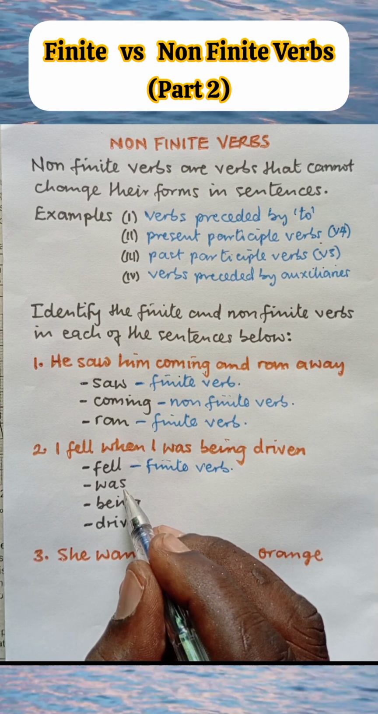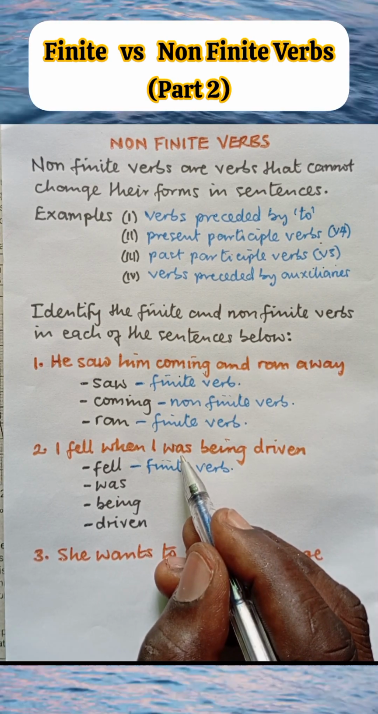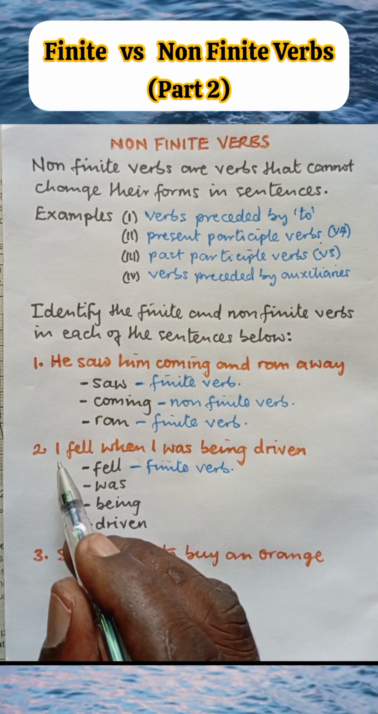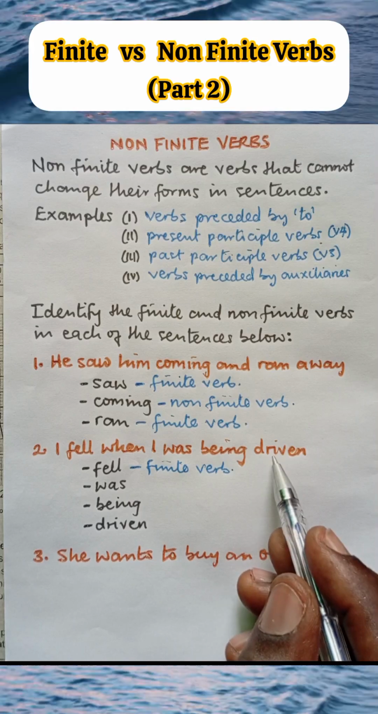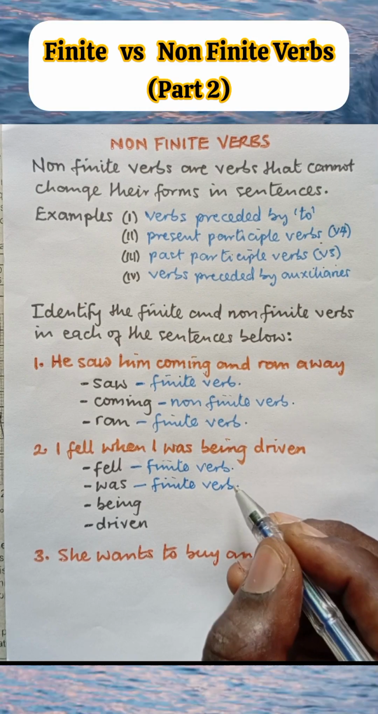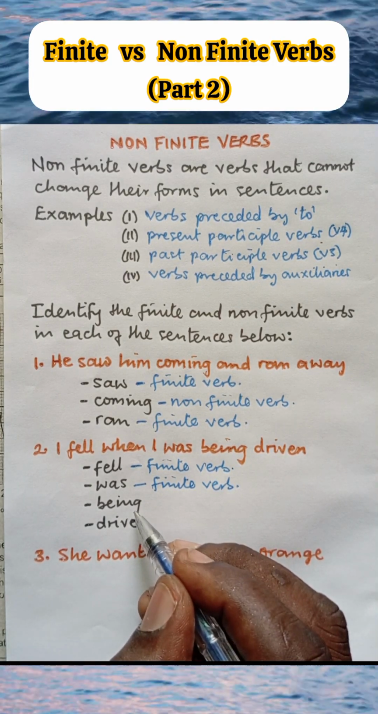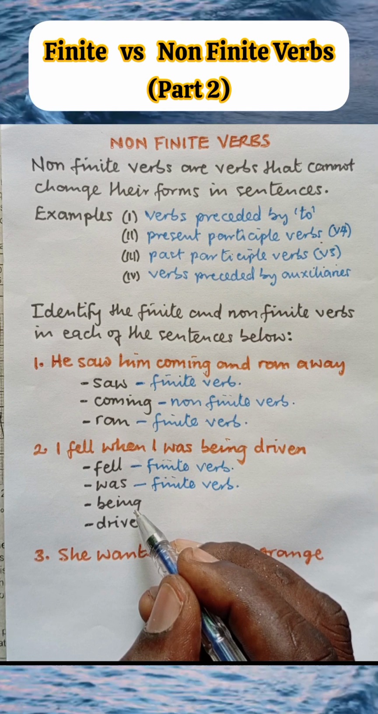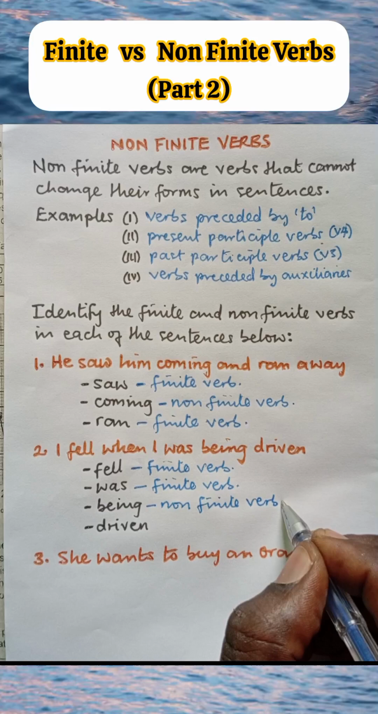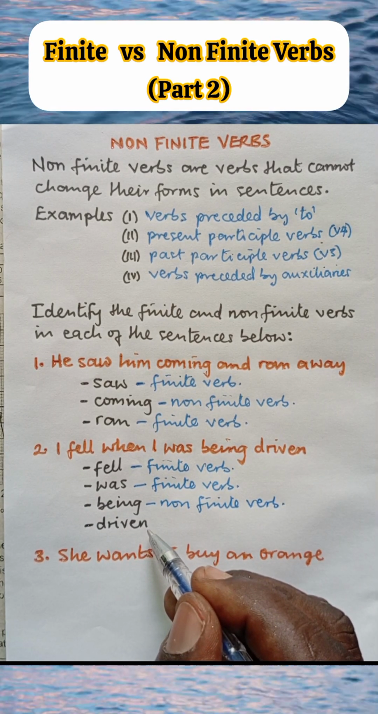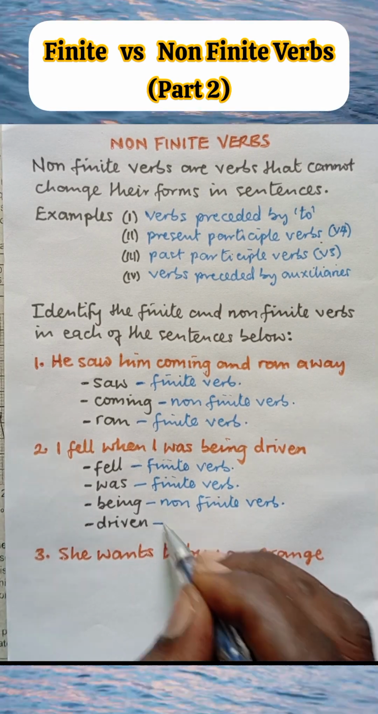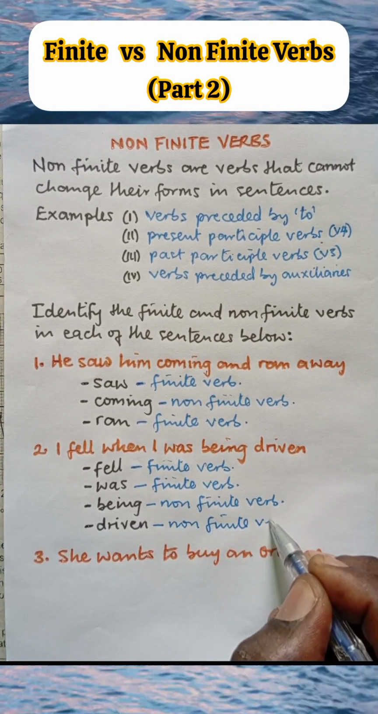Next, was. The verb was can change its form from the past tense to the present tense so that the sentence reads, I fall when I am being driven. So the verb was is a finite verb. Next, being. Being is a present participle verb, and a present participle verb is a non-finite verb. Next, driven. Driven equally is a past participle verb. A past participle verb is a non-finite verb.